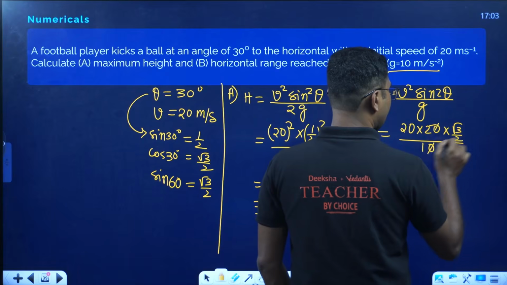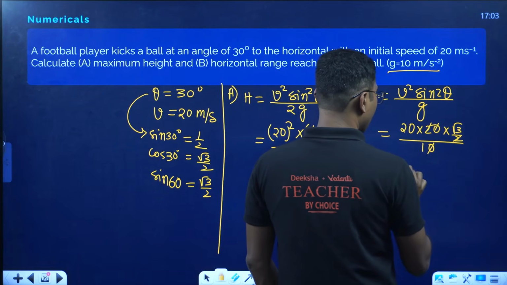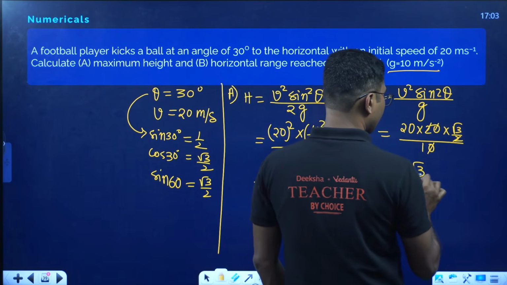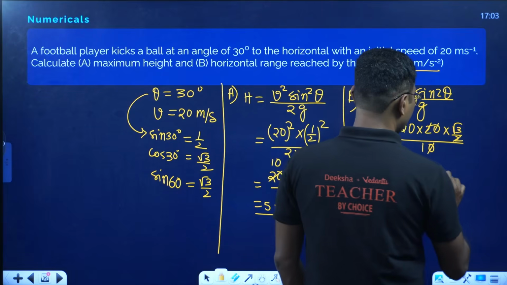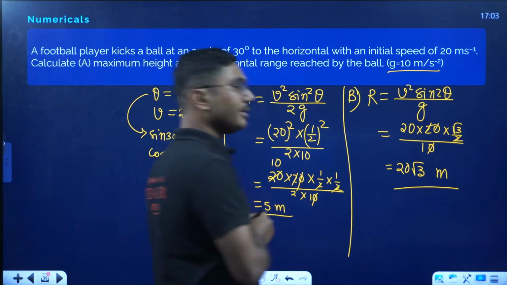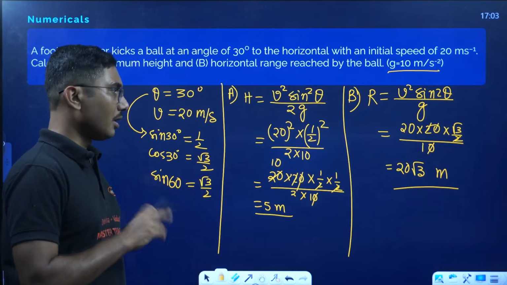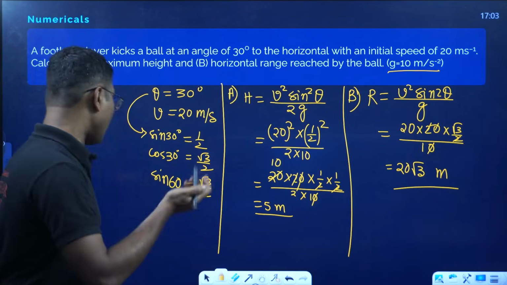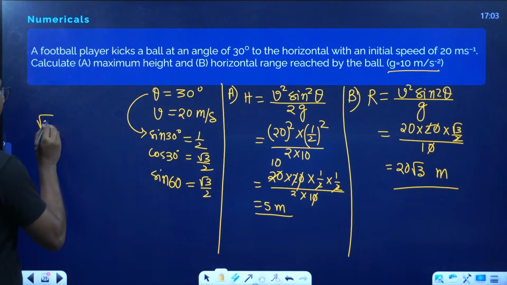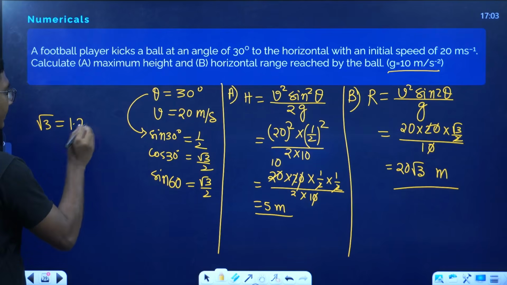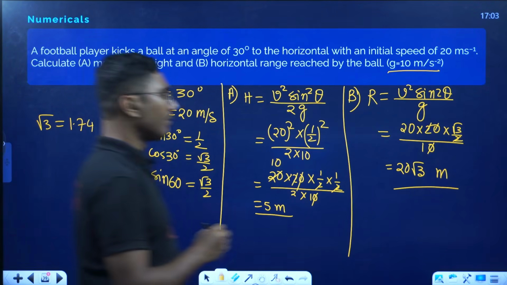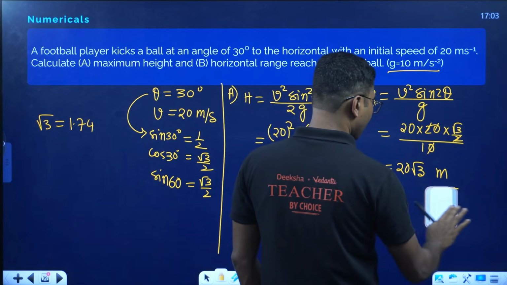So 10 cancels, 2 cancels. We get 20 root 3 meter. Horizontal range is also in meters. This will be the answer for these two questions. Now if you are interested, root 3 is 1.732, so it will come out to be approximately 35 meter.